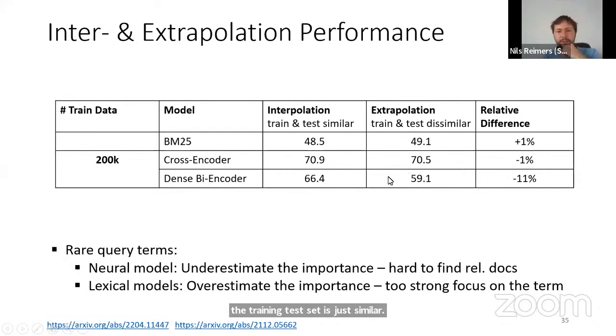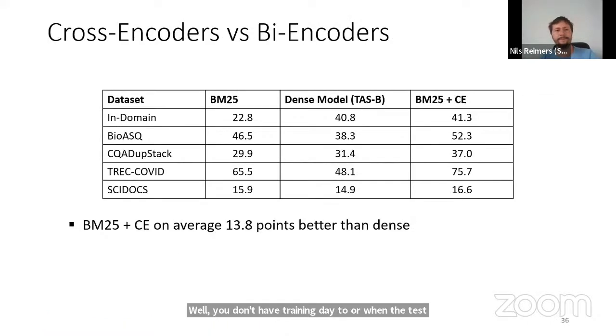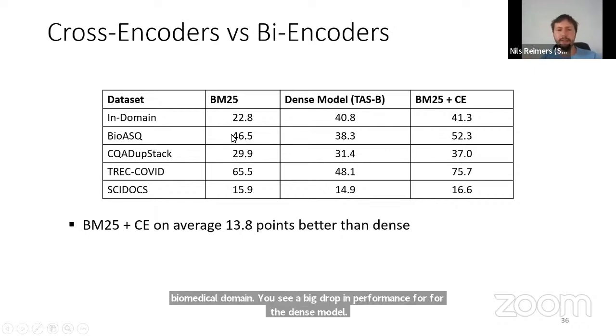But for these dense bi-encoders, you see a big drop in performance. The dense bi-encoders work nicely when you have a lot of training data, but they don't perform that well if you don't have training data or when the test data is really different from the training data. We also saw it on our BEIR benchmark. In domain, when you have training data, the dense model and the cross-encoder are much better than lexical search, and often the performance is really comparable for these two models. But if you switch to a domain like BioASQ, the biomedical domain, you see a big drop in performance for the dense model, but the cross-encoder model is actually much better than lexical search.